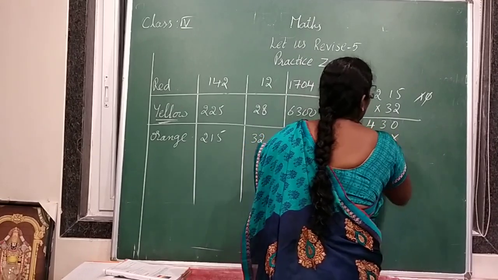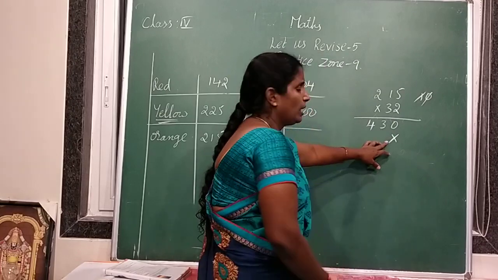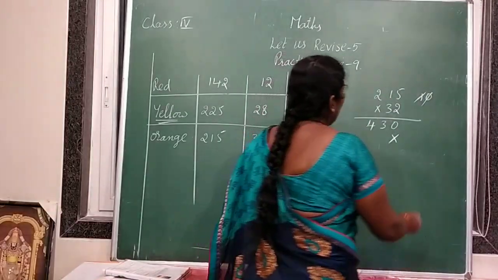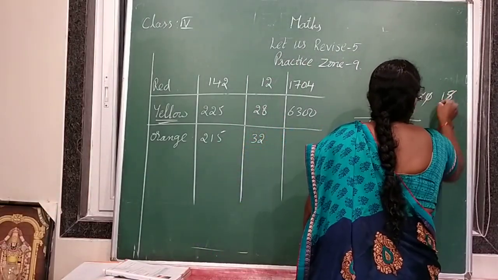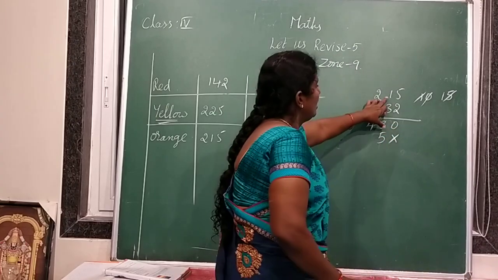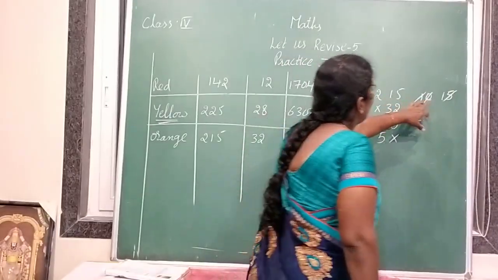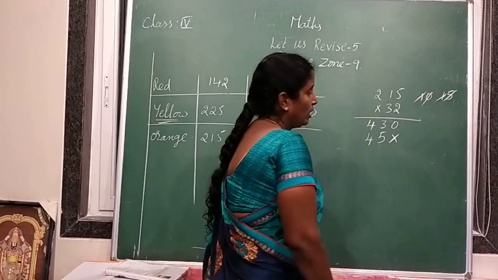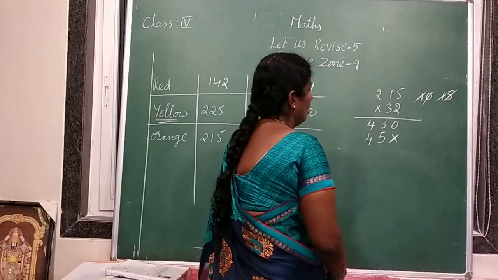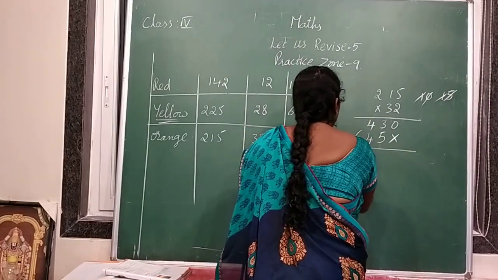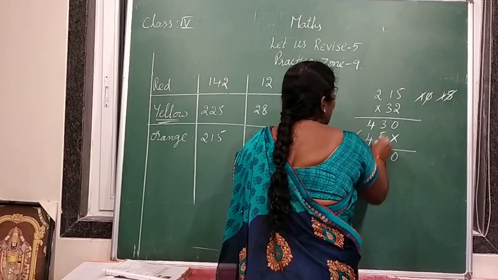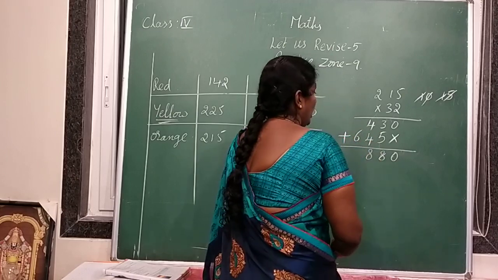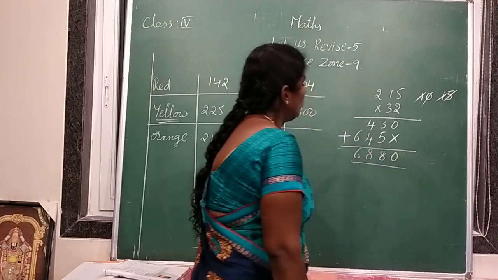Again put a cross or 0. We can keep either a cross or 0 on the ones place. Now 3 5s are 15. So cancel 5 and write down. 3 1s are 3, plus 1 is 4. 3 2s are 6. Is there any carryover? Okay, so write 6. Now addition. 0. 5 plus 3 is 8. 4 plus 4 is 8. And this is 6. So what is the answer?